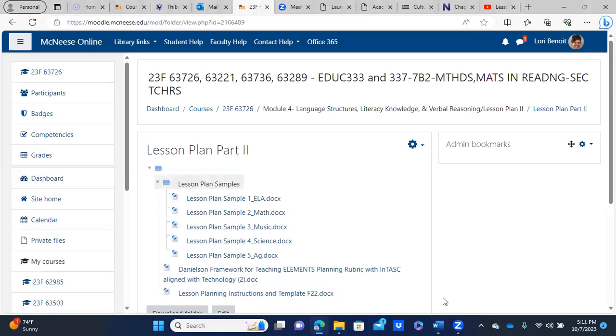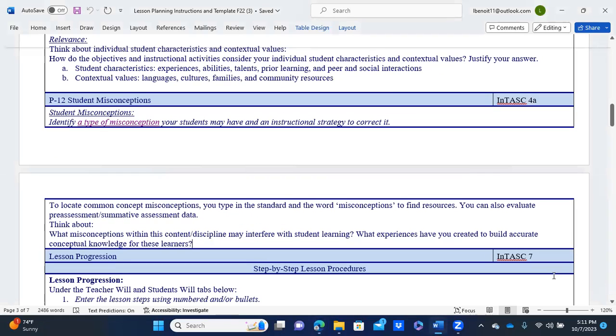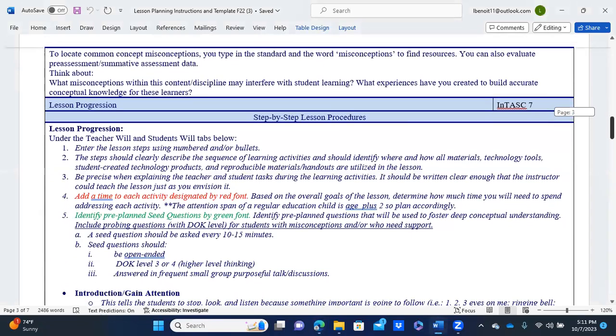So let's go ahead and jump into our lesson plan. We had left off with student misconceptions. So we're going to look at the lesson progression now. For the lesson progression, we are going to give the step-by-step lesson procedures. Under the teacher will and students will tabs, you need to have these things. Enter the lesson steps using numbers and or bullets. So numbers or bullet points.